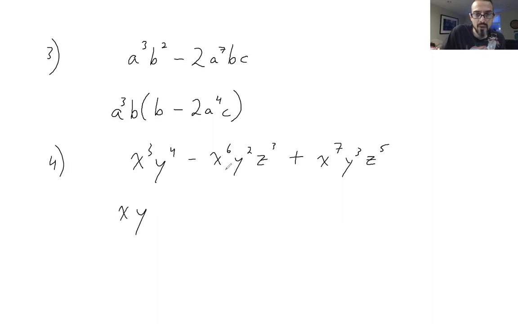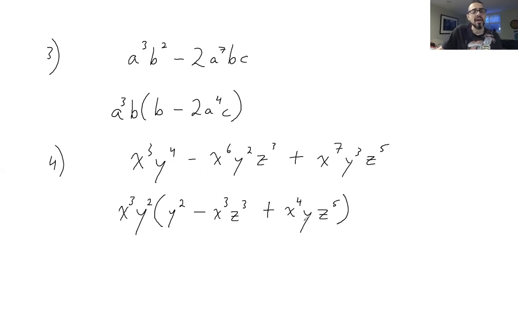The lowest power of x is 3. The lowest power of y is 2. Open bracket. What do I have to multiply this by to get that first term? It's going to be y squared minus x cubed, and we'll need a z cubed, and then plus x to the 4, y, and a z to the 5. And there you have it.